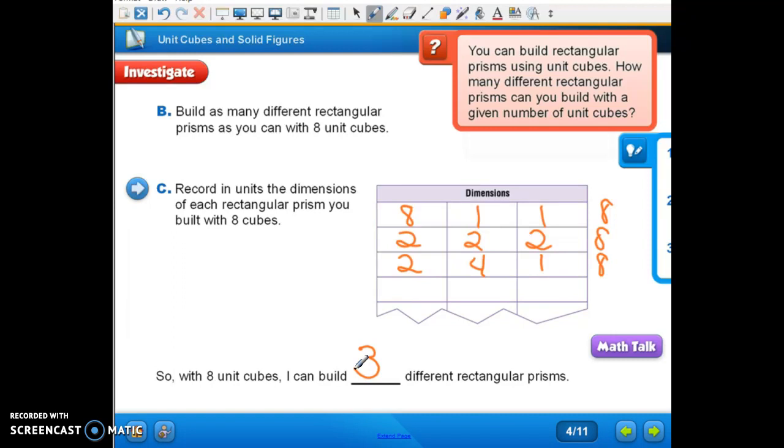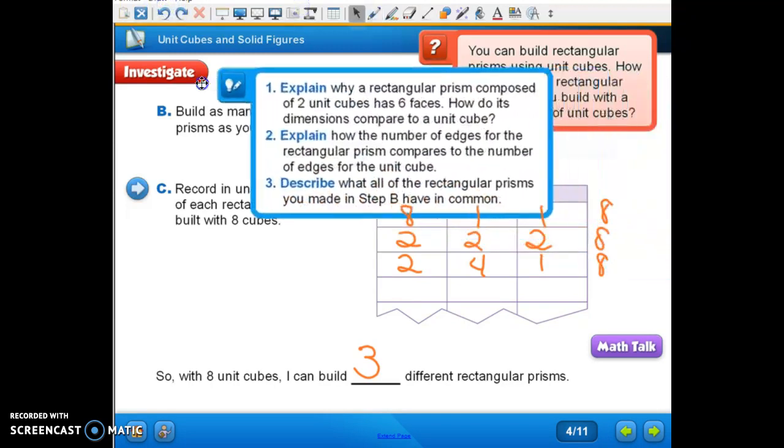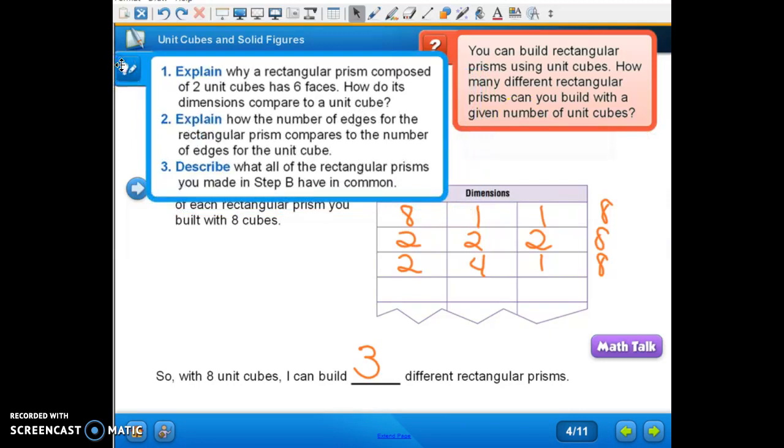Okay, we're going to look at page 464. It says, explain why a rectangular prism composed of 2 unit cubes has 6 faces. How does its dimension compare to the unit cube? So here are these questions. Now I can't get this to my next page, I don't believe. So we're going to go to a page where I can type in.